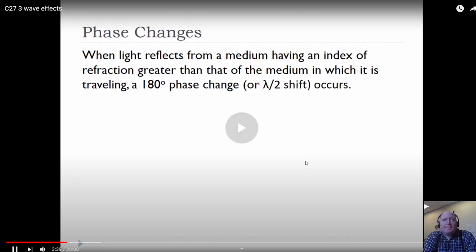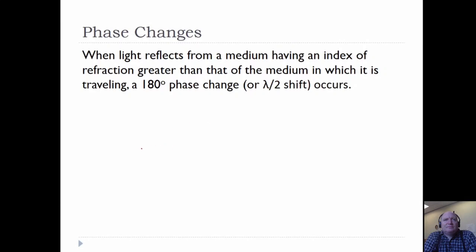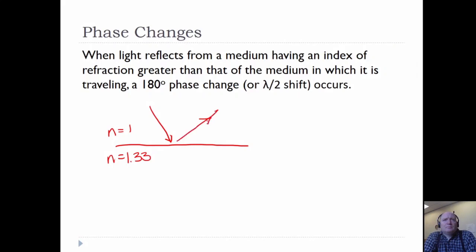It's super cool. Or a shift of the wavelength divided by 2 occurs. So now let me explain this statement, because on the surface it doesn't necessarily make sense. When light reflects from a medium having an index of refraction greater than that of the medium in which it is traveling, so if we are in air and we go into water, here's my incoming ray, we see that it's traveling in n equals 1 and it's reflecting off the interface between n equals 1 and n equals 1.33, so now we've got the first part satisfied. Then the reflected ray has a phase shift.